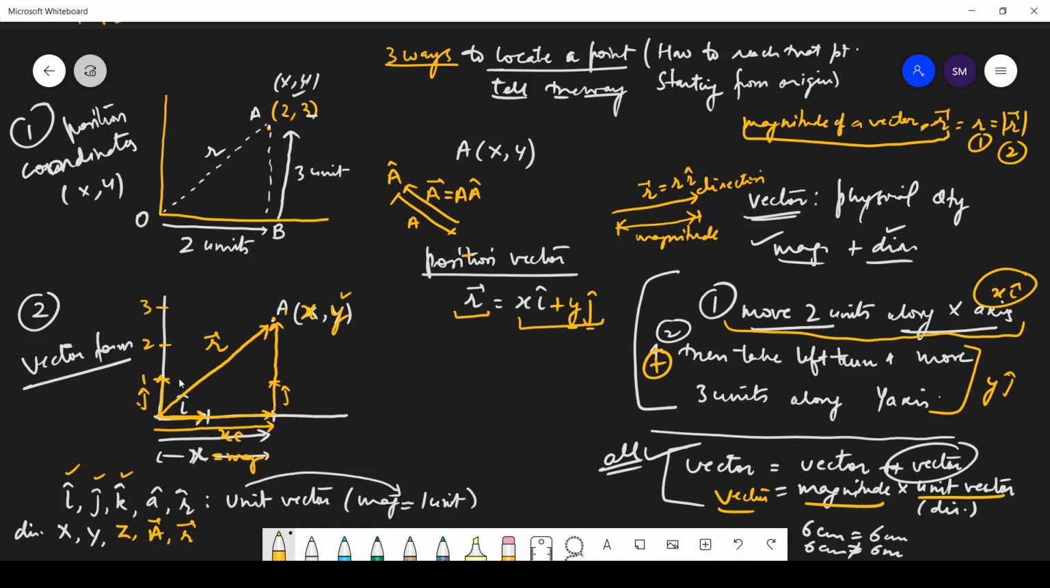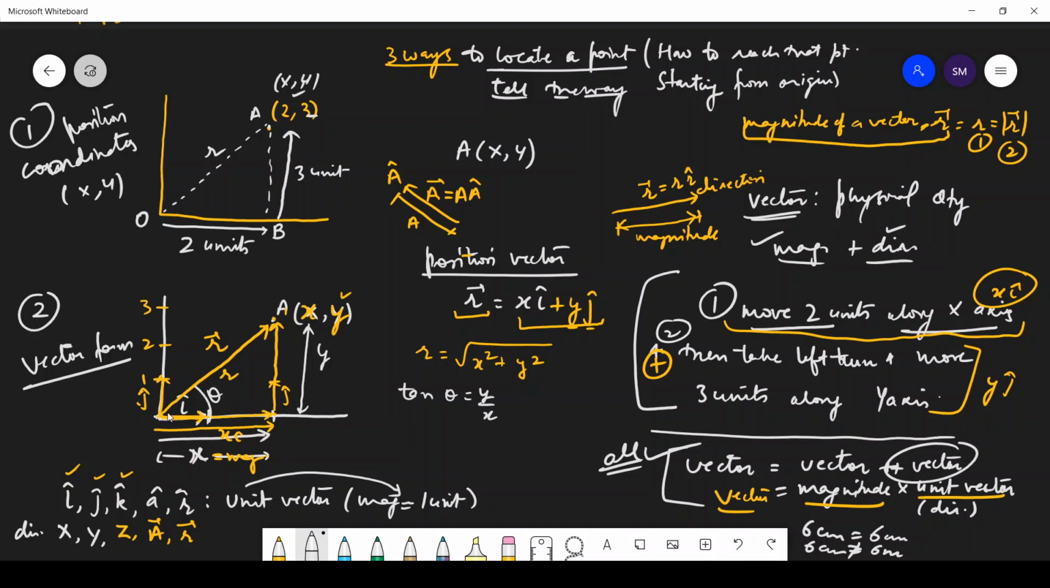What is the magnitude of this vector? I told you that the magnitude is small r. So r is the hypotenuse, which is equal to the square root of x squared plus y squared, since hypotenuse squared is equal to base squared plus perpendicular squared. Now this is theta, right? So how can you tell this direction? tan theta is equal to perpendicular upon base, so y upon x.